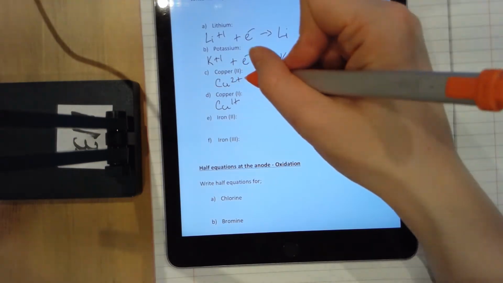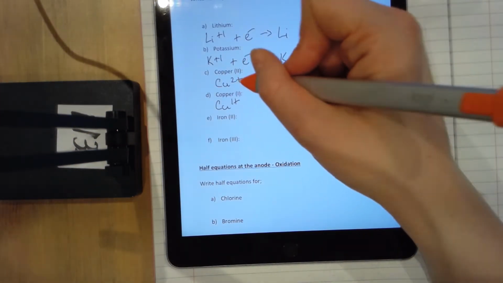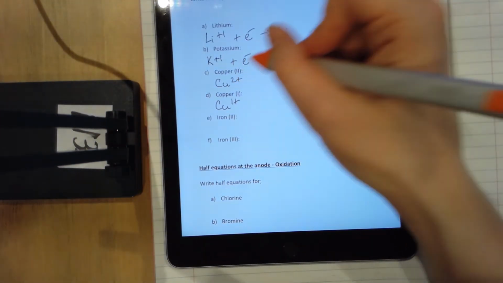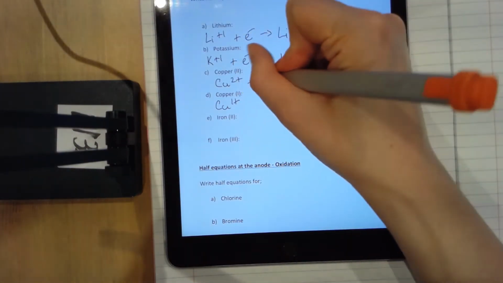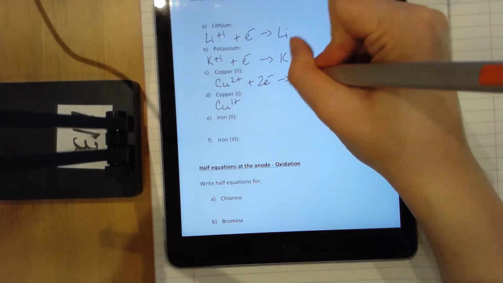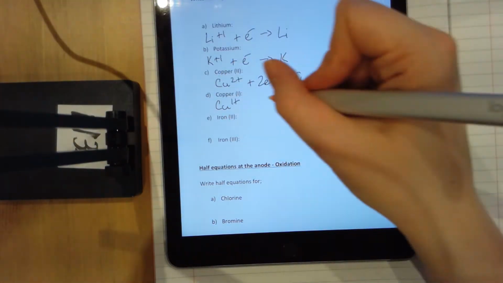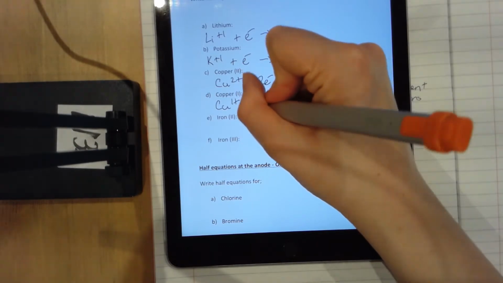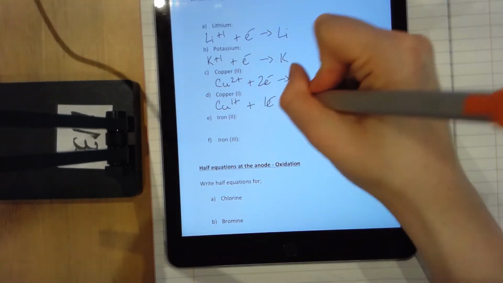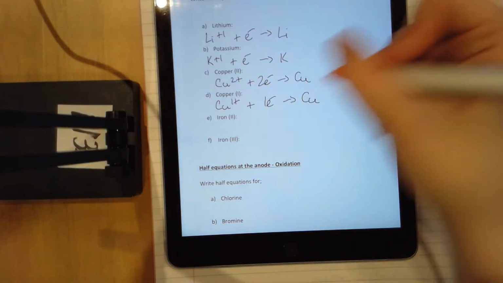Copper, you use the Roman numerals. I know it's positive because it's a metal. Metals are always positive. It's got a 2 in Roman numerals. It tells me it's lost 2 electrons. I give it those 2 electrons back and it's normal copper again. This copper has a 1 in Roman numerals. Okay, that tells me it's lost 1 electron. So I only have to give it 1 electron back to be normal copper again.